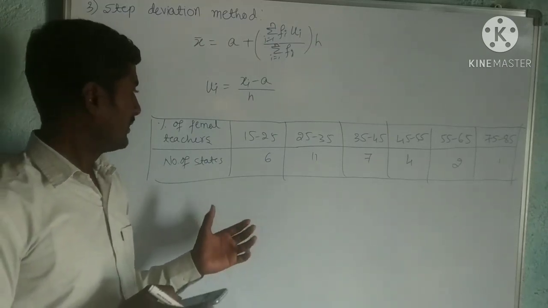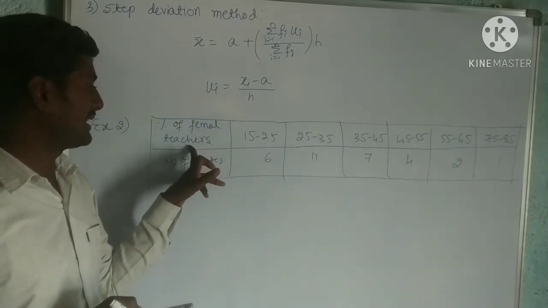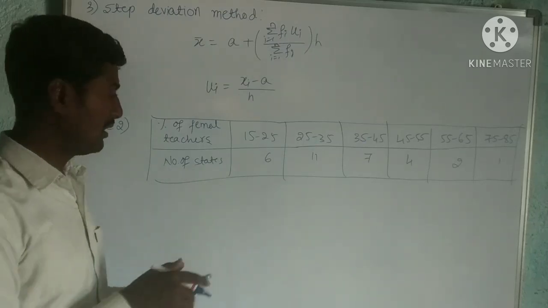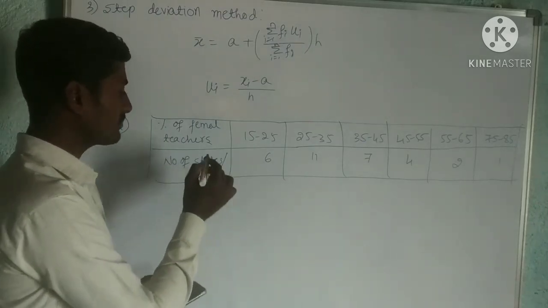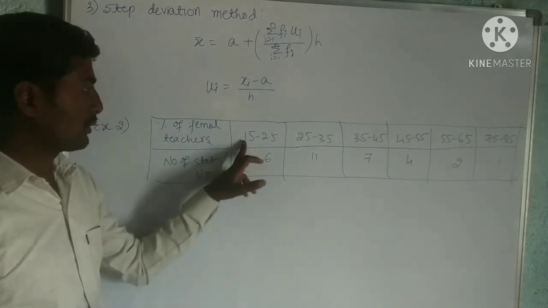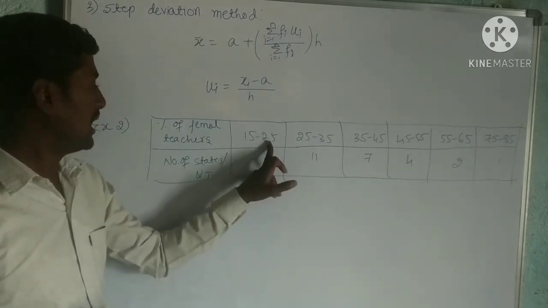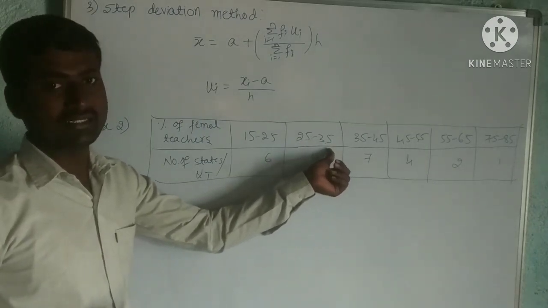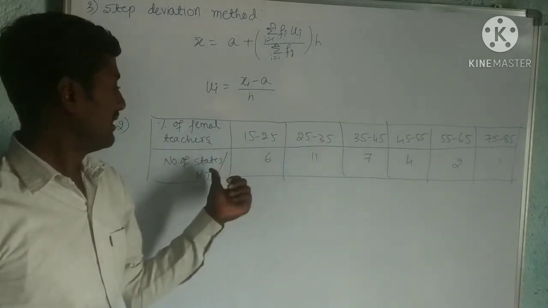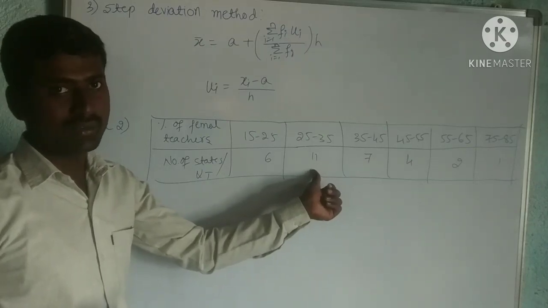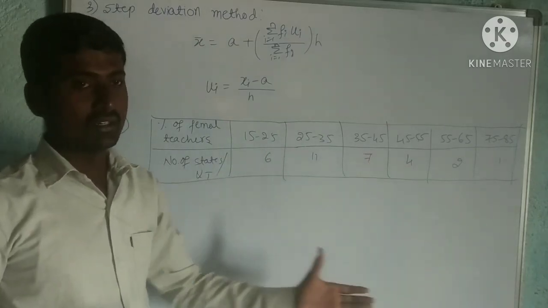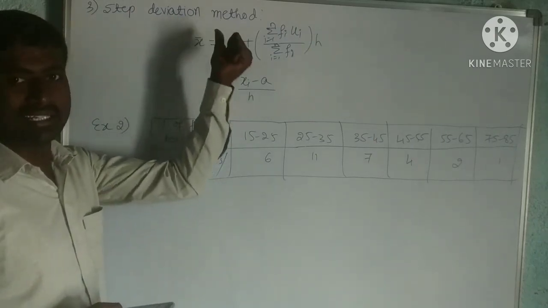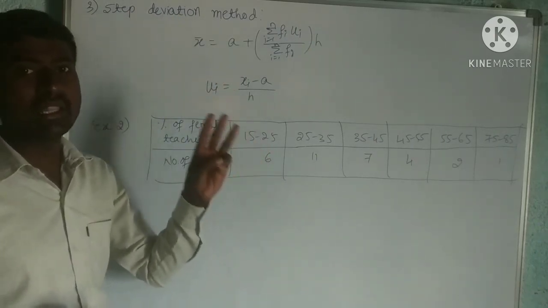Now this is the percentage of female teachers, and this is the number of states or union territories. Between 15 to 25% of female teachers, 6 states have. 25 to 35% of female teachers, 11 states or union territories have, and so on. Now let us solve example number 2 by the step deviation method. This is the third method to find the mean.